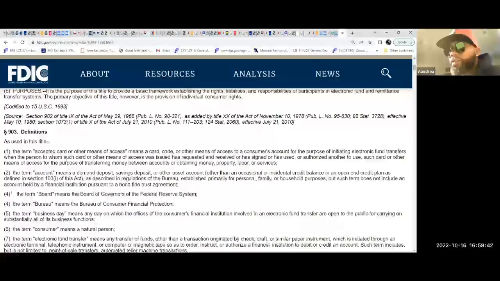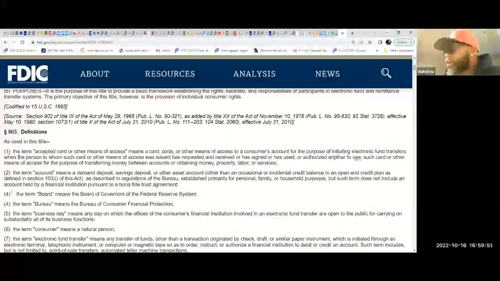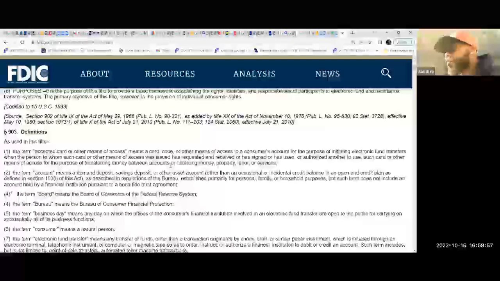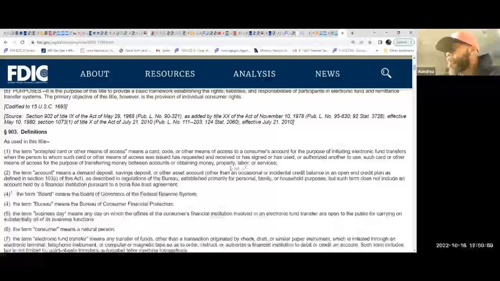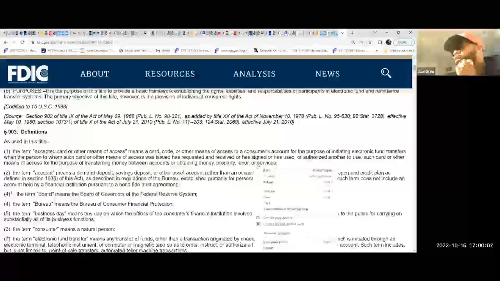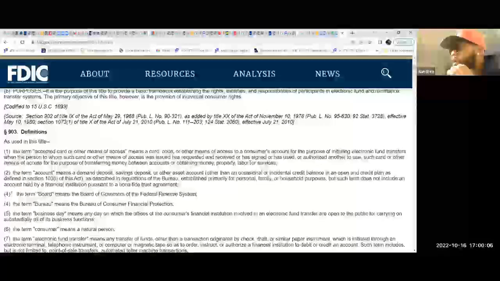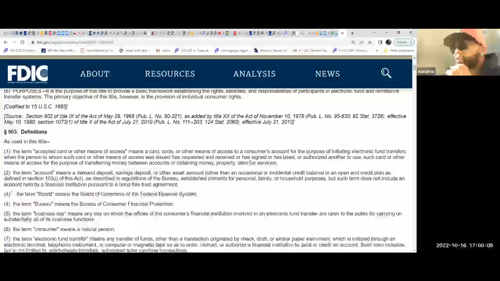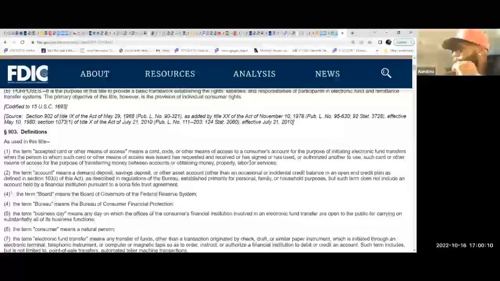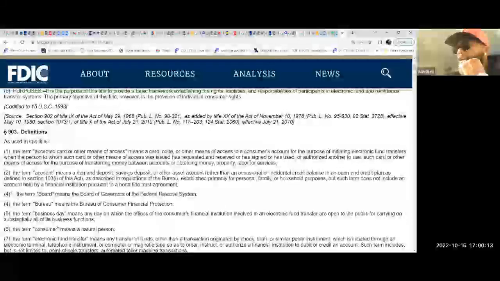All right. When the person to whom such card or other means of access was issued has requested and received and has signed or used or authorized another to use such card or other means of access for the purposes of transferring money between accounts or obtaining money, property, or other labor or services. So that's the whole purpose in you having the card, is to authorize other people to use it or to acquire labor, property, or other services with the card.